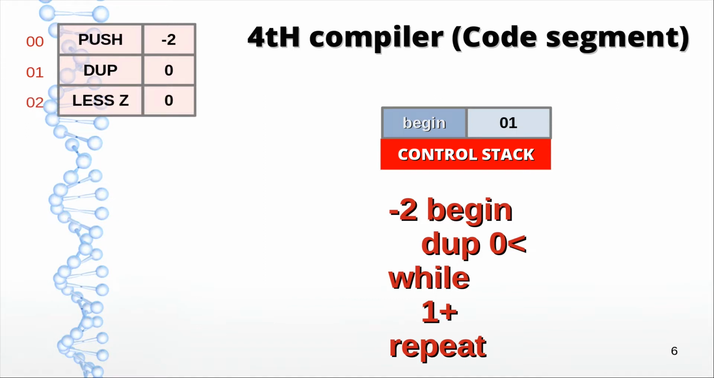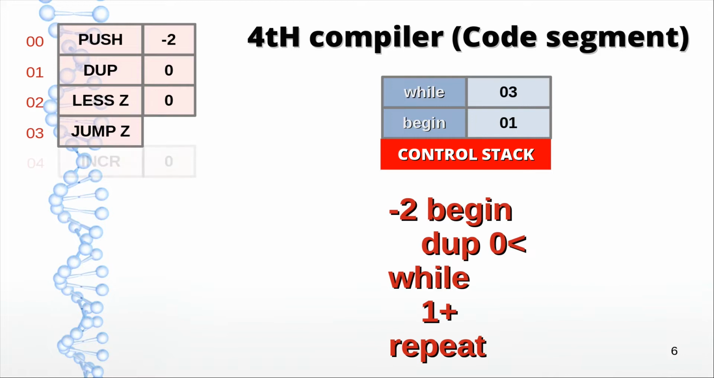Then we get to while. While is what we call a conditional jump. It only jumps when the top of the stack holds 0, like if. Of course, at this moment we don't know where to jump to, so we leave that be. It also pushes its reference and address to the control stack. The +1 is a built-in, so no problems here.